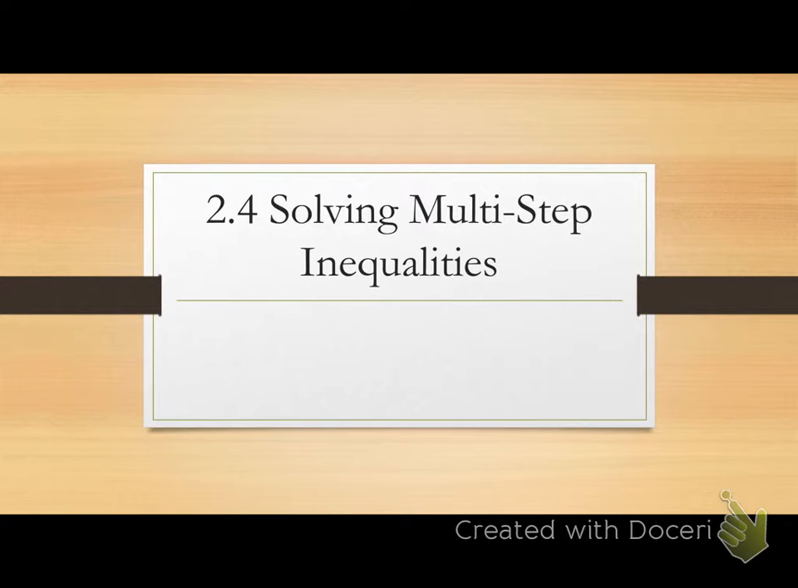Chapter 2.4, solving multi-step inequalities. We've been solving inequalities, haven't we? Yes. All we've solved are one-step inequalities, though. We've solved using addition, subtraction, multiplication, and division, correct? So today we're just going to have multiple steps to solve our inequality. Still the same processes, though. Still using our inverse operations.